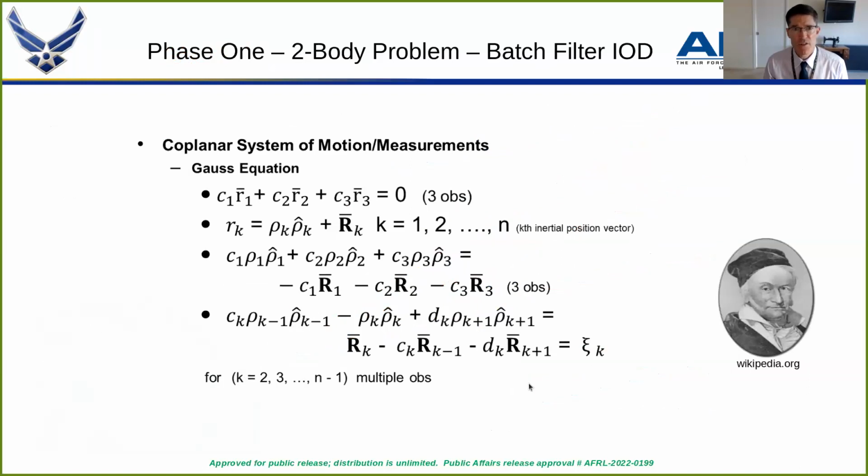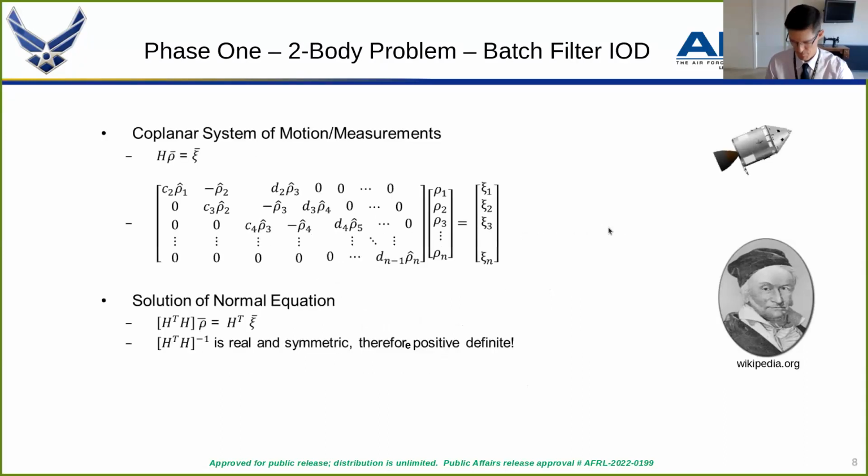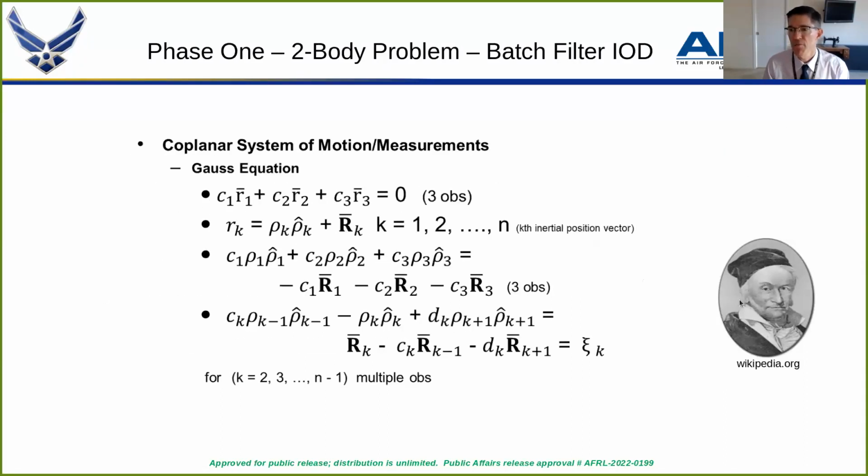So this is, again, the two-body problem, inertial batch filter. We are using the classic Gauss. This is Professor Gauss himself on the right side here. These are the coplanar system of motion measurements, the Gauss equation. You've all seen this before, I'm sure, so I won't go into too much detail.